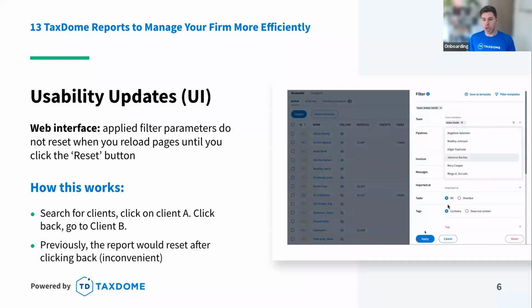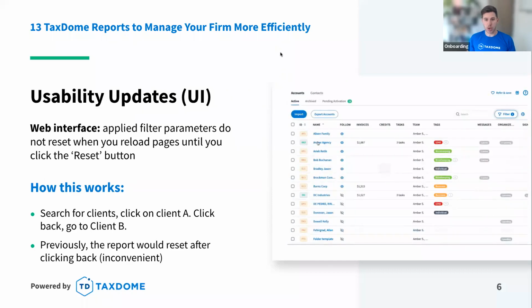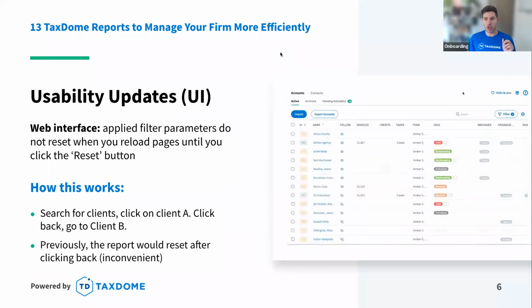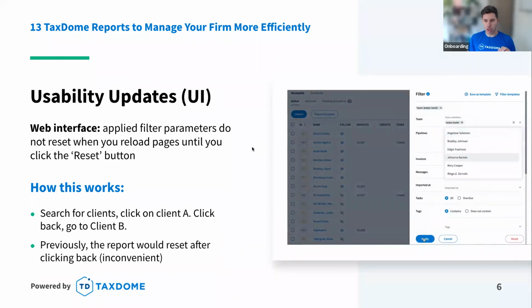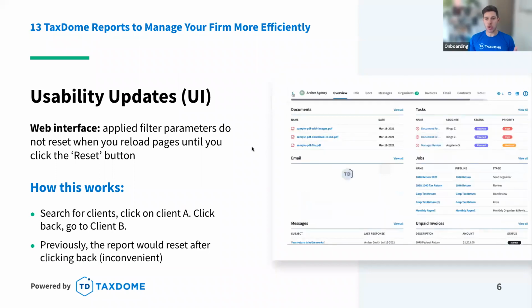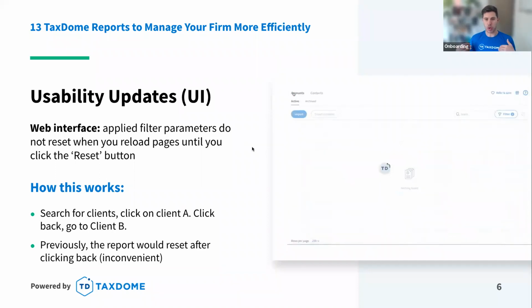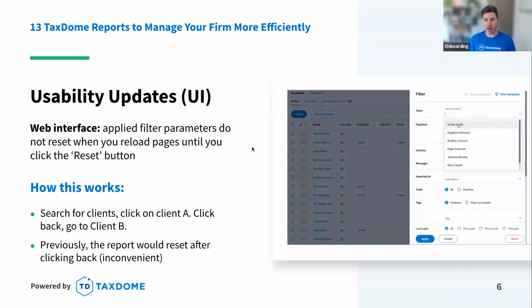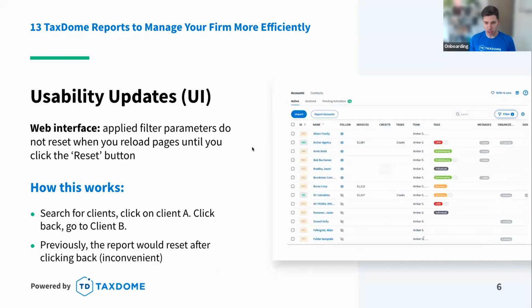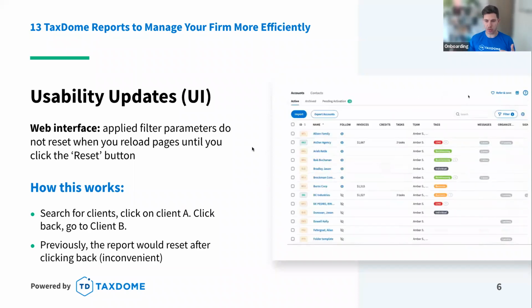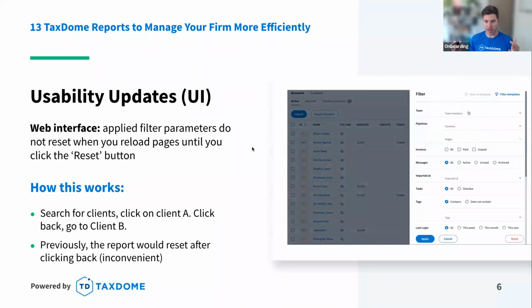So let's talk about some user interface updates and how that works. The main thing that has changed is this: it used to be that when you created a filter and then clicked into a client, as you're seeing in this image, and then clicked back, either in your browser or on the screen, the filter would drop. This was annoying because let's say you had a complicated filter and a result of 10 client accounts that you wanted to look through. You would lose that each time you clicked back. It was really time intensive and, quite frankly, annoying. That's no longer the case.